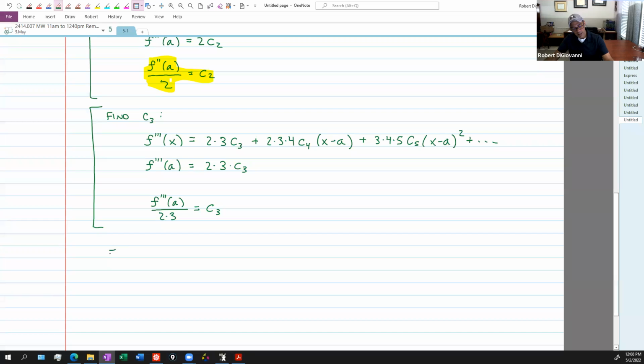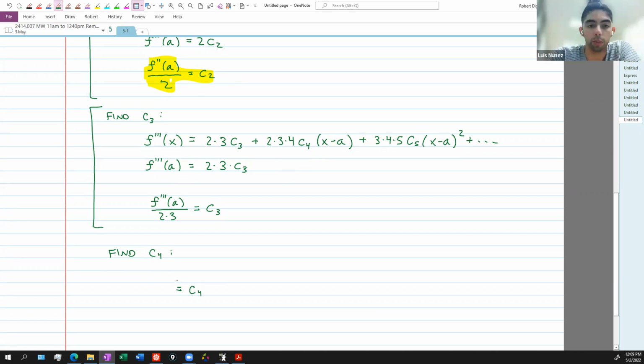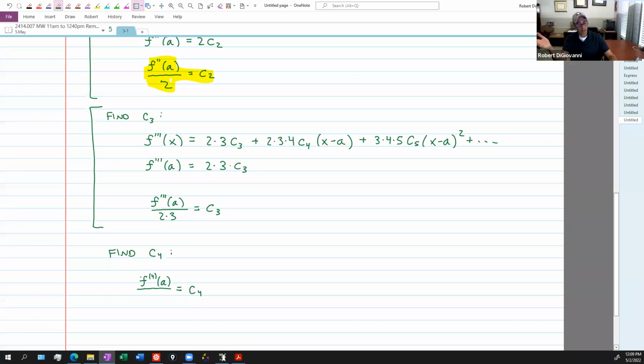Let's see if we could take a guess: if we tried to find c sub 4, if we did the same thing, took the fourth derivative and did all this stuff, what do you think c sub 4 would come out to be? F fourth prime of a divided by n factorial. The fourth derivative at a, right? Don't say fourth power because that's two different things, right? It's the fourth derivative at a divided by what? Three times four. Yeah, 2 times 3 times 4, right?